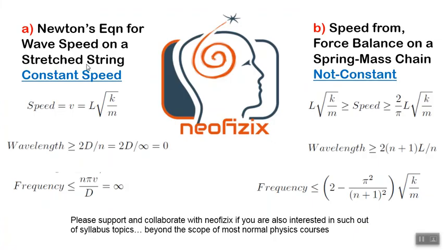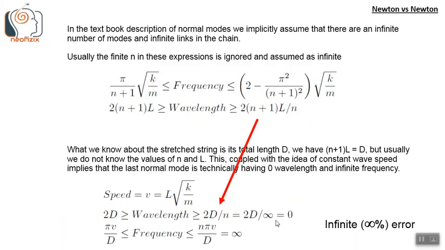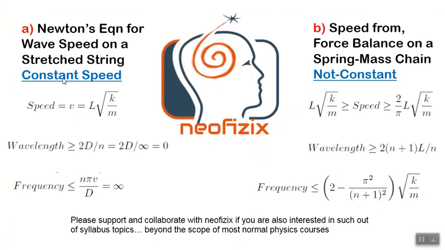So in the textbook description of normal modes, this is the problem we have, that we assume that there are infinite modes. So basically Newton's wave equation or D'Alembert's wave equation wrongly gets that there is a constant wave velocity on a stretched string. But in reality, the ab initio force balance equations show a velocity dispersion, with the velocity varying between L into square root of k by m at the first normal mode to 2 by pi into L into square root of k by m at the last normal mode.